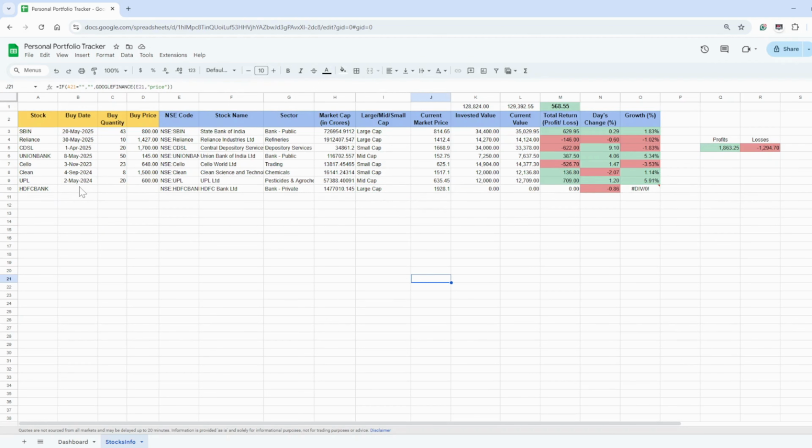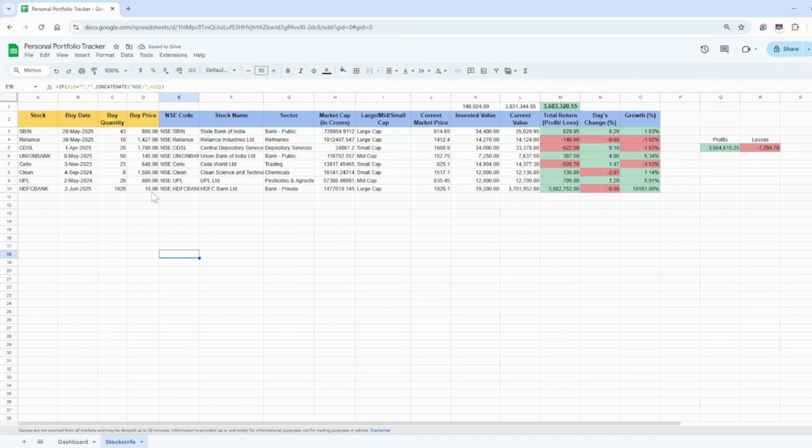Now after that, say I have decided that today I will be buying, so I just give the 2nd June. Now say for example the current market price is 1928. I have bought it at 1920 for example. And then I have bought 10 shares.